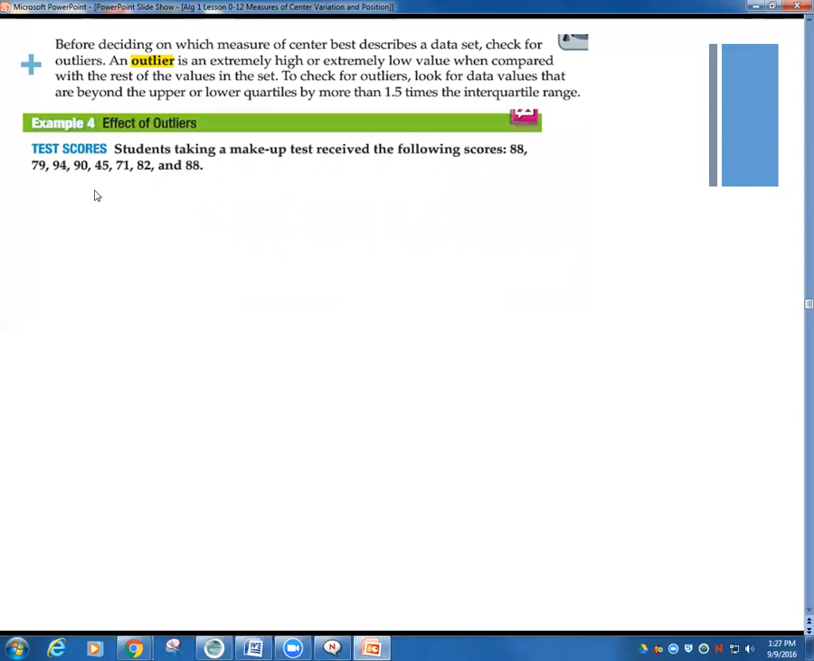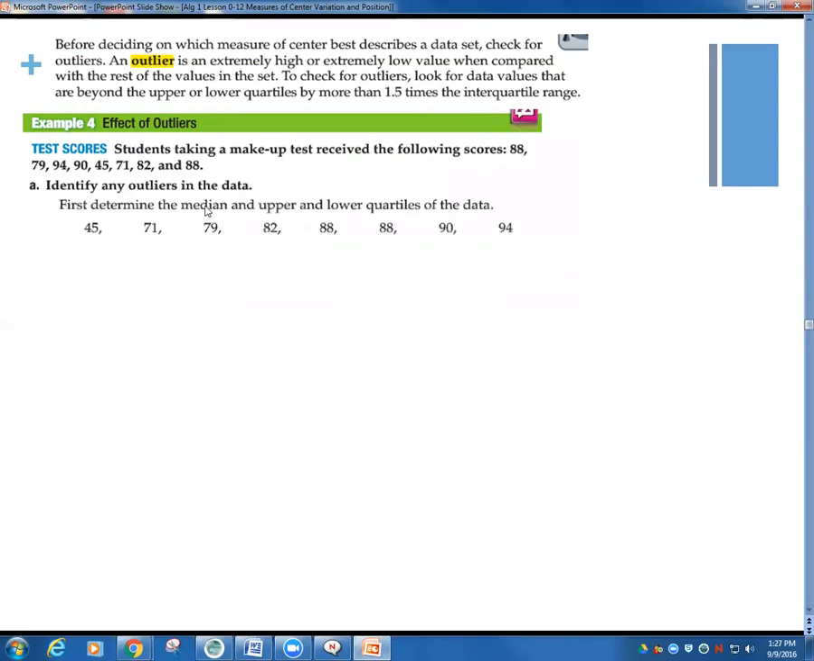So students taking a makeup test receive the following scores: 88, 79, and so forth and so on. Okay? Identify any outliers in the data. So let's get the median, upper, and lower quartile. So we put it in order. Quartile 1 is 75. The median is 85, and the upper quartile is 89.